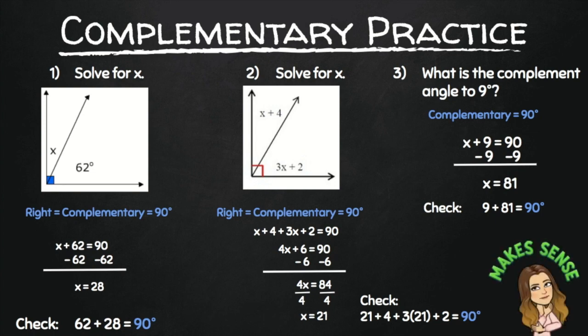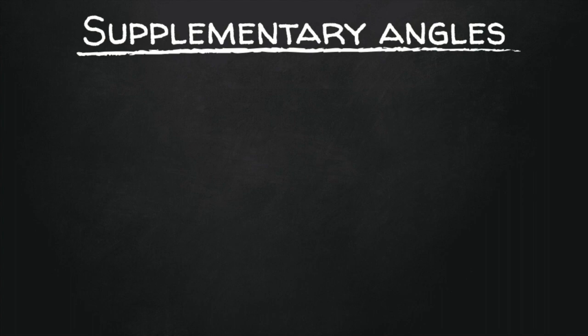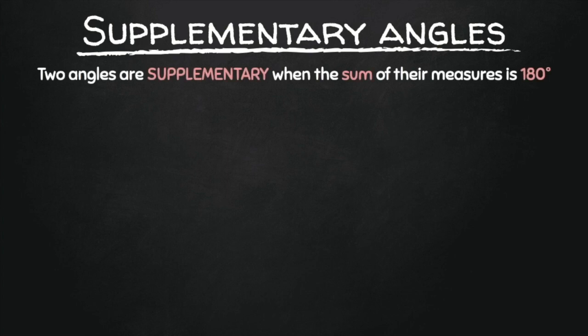So that is all the practice for complementary angles. Hopefully that is making sense so far. The next angle relationship that we have is called supplementary angles. So two angles are supplementary when the sum of their measures is 180 degrees.